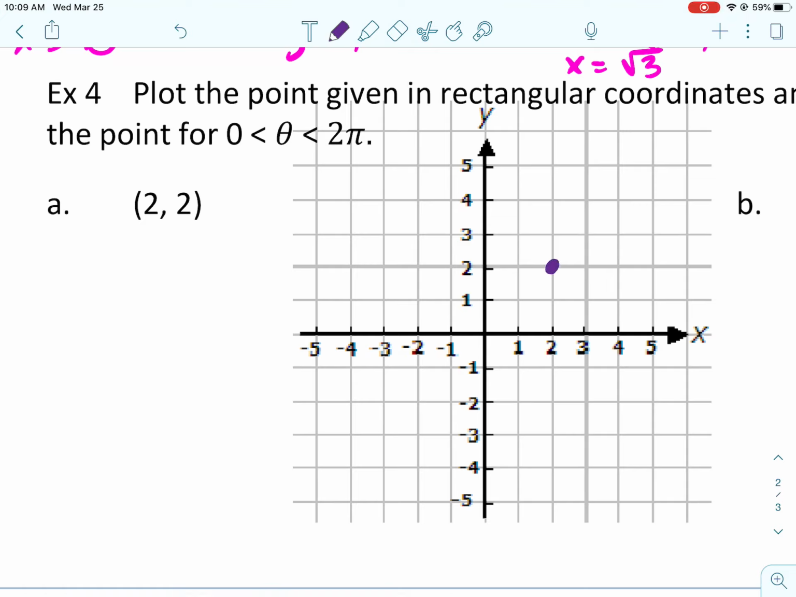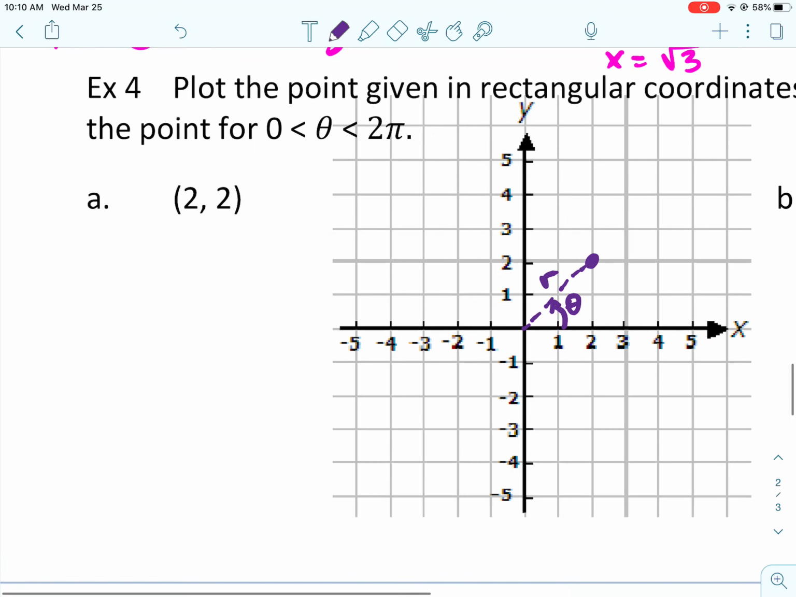Okay. So now I did ask you all to plot the points. That kind of just helps you visualize it a little better. So first one is the point 2, 2. We want to get to that same point, but instead I want to use polar coordinates, which takes you directly to the point by knowing how far to rotate and knowing how far to travel.